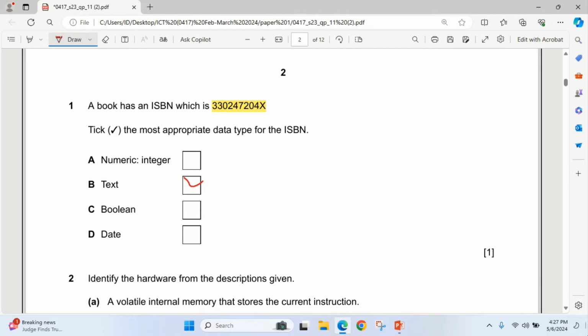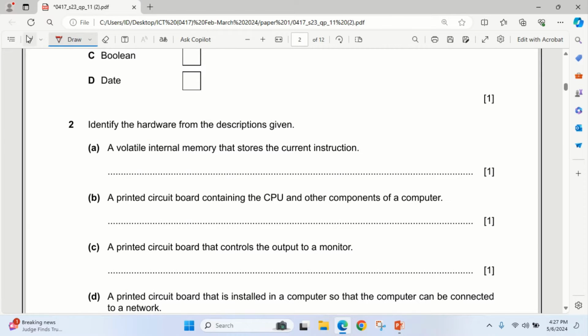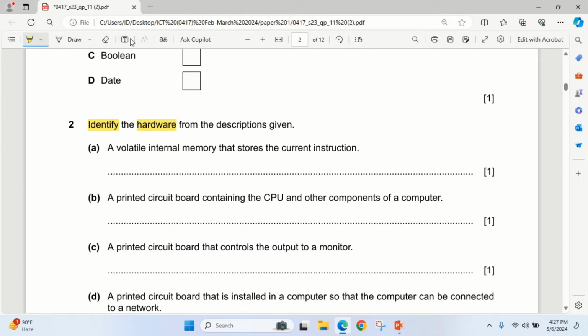Okay, then the next one, question 2. Identify the hardware from the descriptions given. So we read the description clearly. A volatile internal memory that stores the current instruction. You see, the command word is identified. Then hardware. A volatile internal memory that stores the current instruction is random access memory or just RAM.